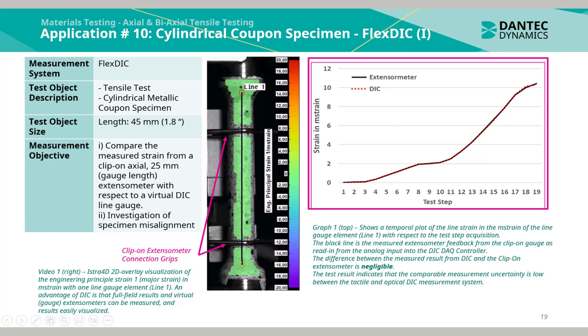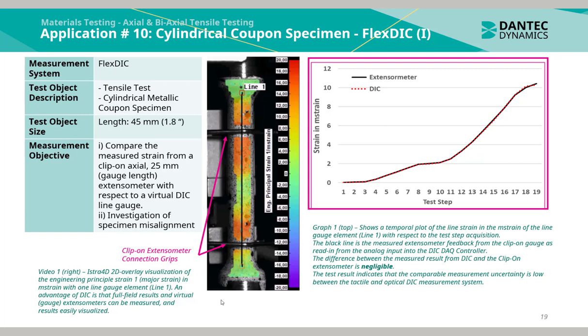In video 1 to the right, we see the ISTA4D 2D overlay visualization of the engineering principle strain 1 in millistrain with one line gauge element, line 1. An advantage of digital image correlation, or DIC, is that full field results and virtual gauge x in centimeters can be measured and results easily visualized. Shown in the pink arrows is the clip-on x in centimeter connection grips.